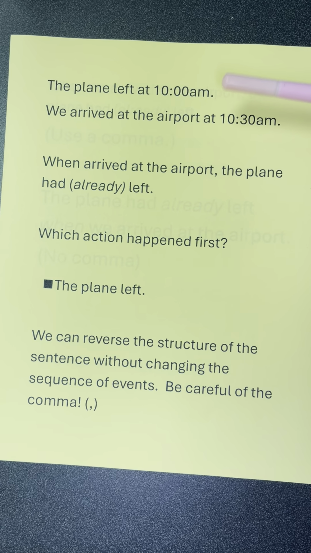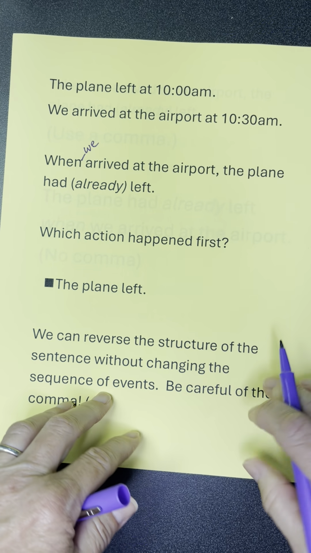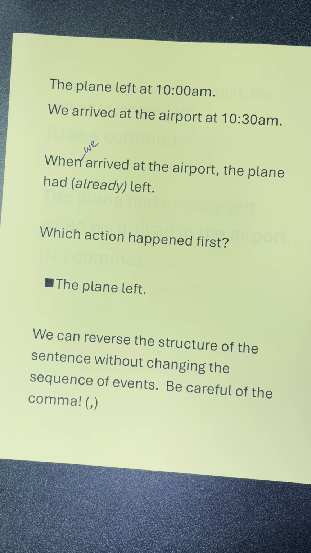Okay. The plane left at 10 a.m. We arrived at the airport at 10:30 a.m. All right, so we have two actions here. Now let's form a sentence. And I made a mistake here, so this should be we. Sorry about that. When we arrived at the airport, the plane had already left. So we've got the two actions here.